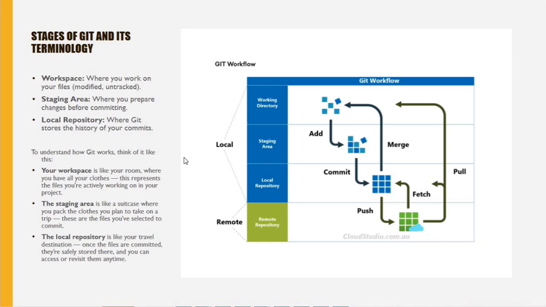Let's understand this with the help of a very simple example. Your workspace is like your room where you have all your clothes. This represents the files you are actively working on in your project. The staging area is like a suitcase where you pack the clothes you plan to take on a trip. These are the files you have selected to commit. The local repository is like your travel destination. Once the files are committed, they are safely stored there and you can access or revisit them anytime. Let's understand this with the help of a small diagram to make it more clear.